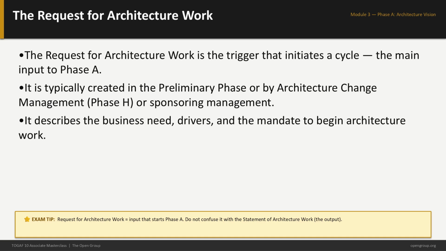Let's look at what actually kicks Phase A off, the request for architecture work. This is the trigger, the main input that initiates a cycle. It's typically created in the preliminary phase when you first stand things up, or later by architecture change management in Phase H, or directly by sponsoring management who recognize a need. It describes the business need, the drivers behind it, and the mandate to begin architecture work. Now here's the single most common confusion the exam exploits, so let's preempt it. The request for architecture work is the input that starts Phase A. Do not mix it up with the statement of architecture work, which is the output. Request comes in, statement goes out.